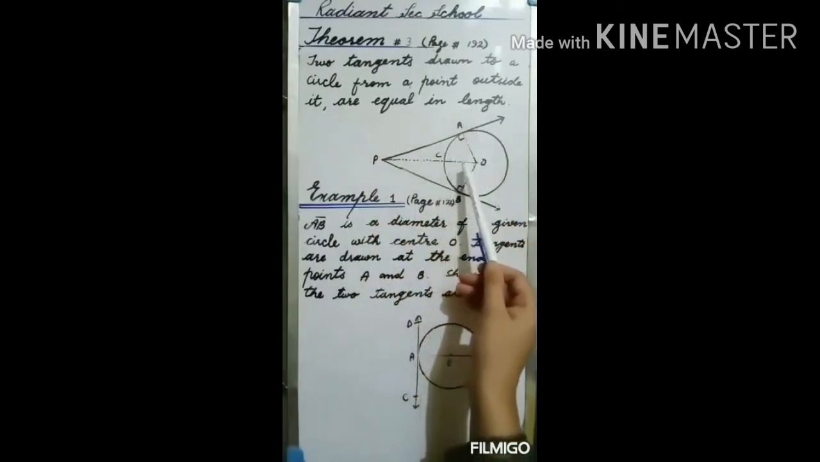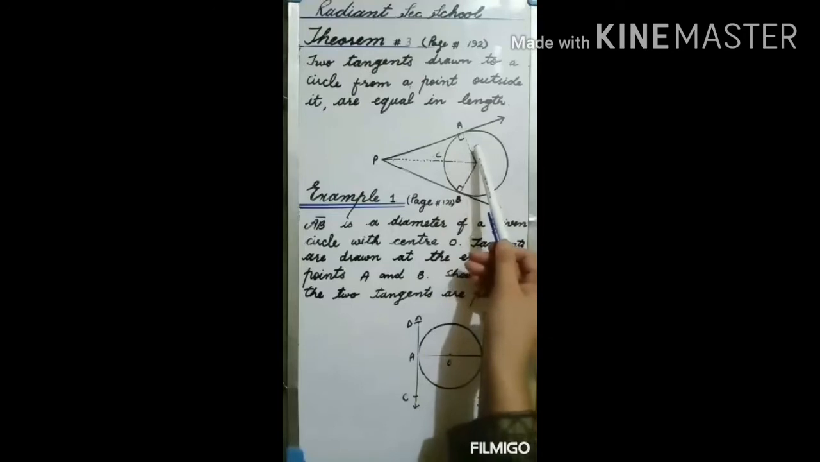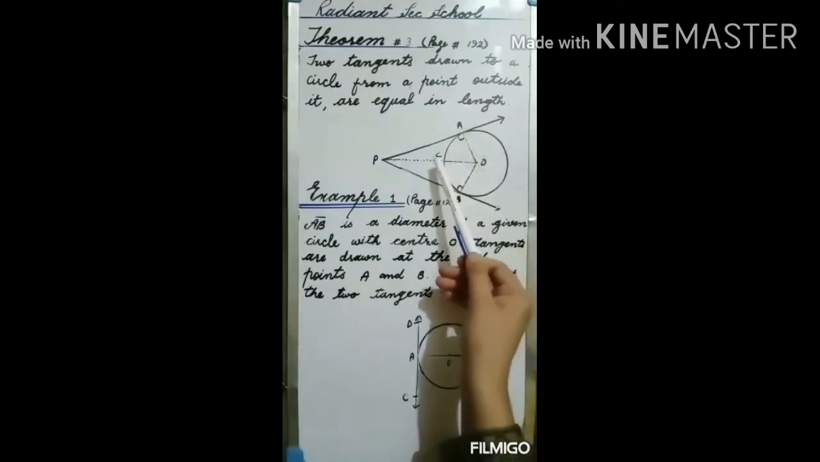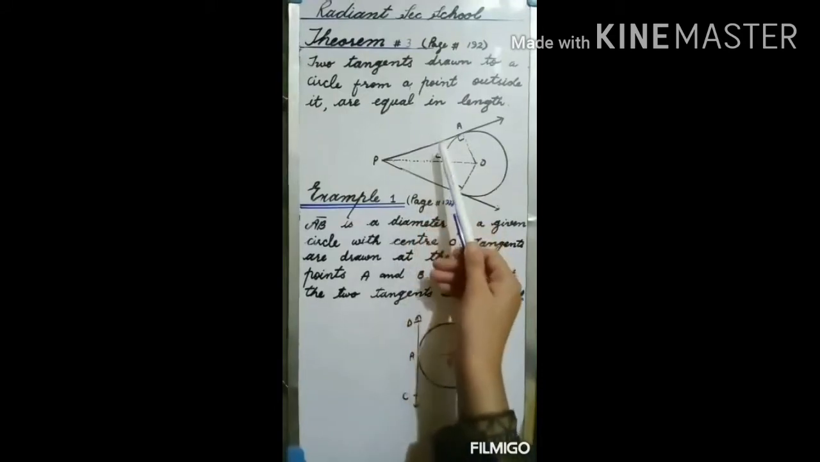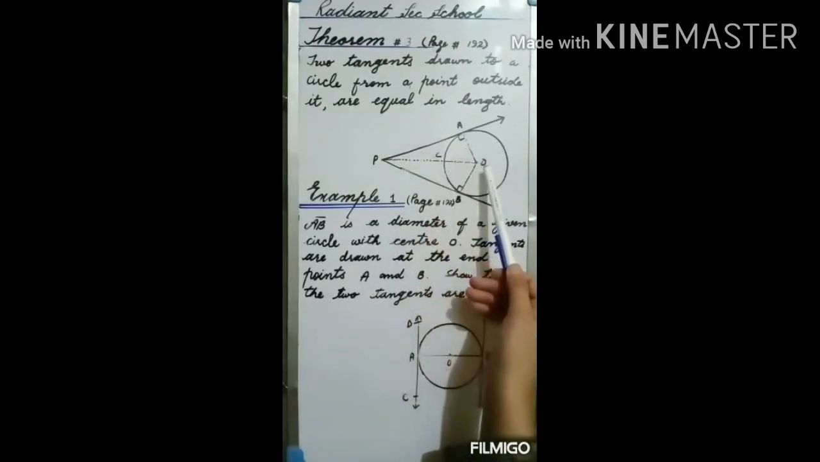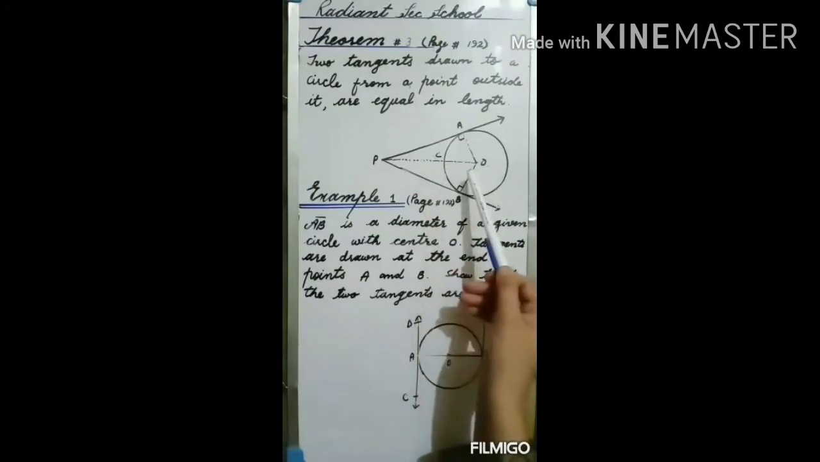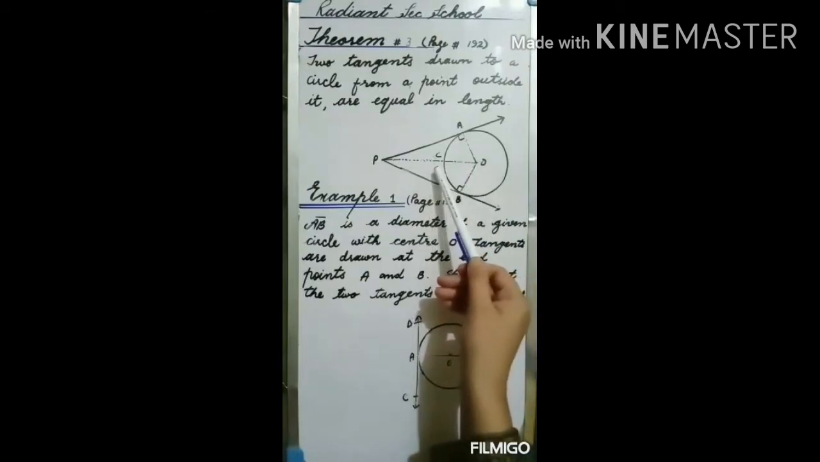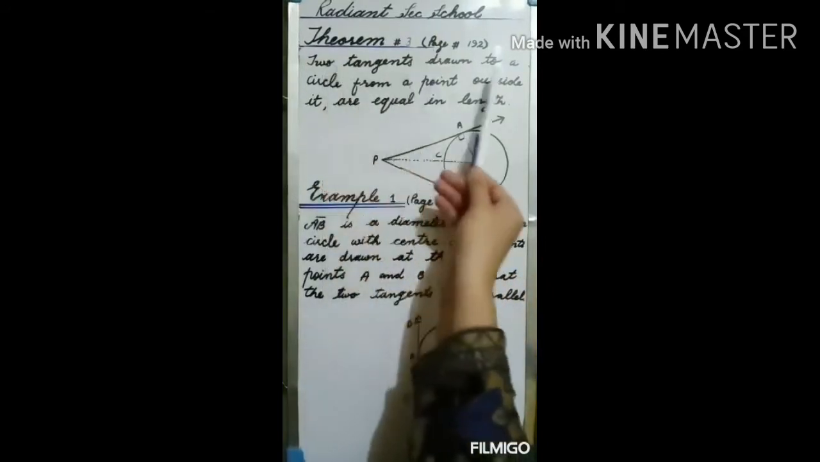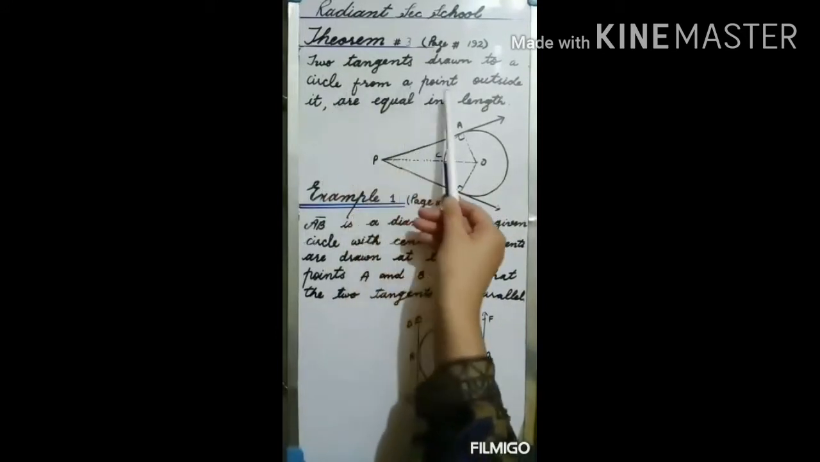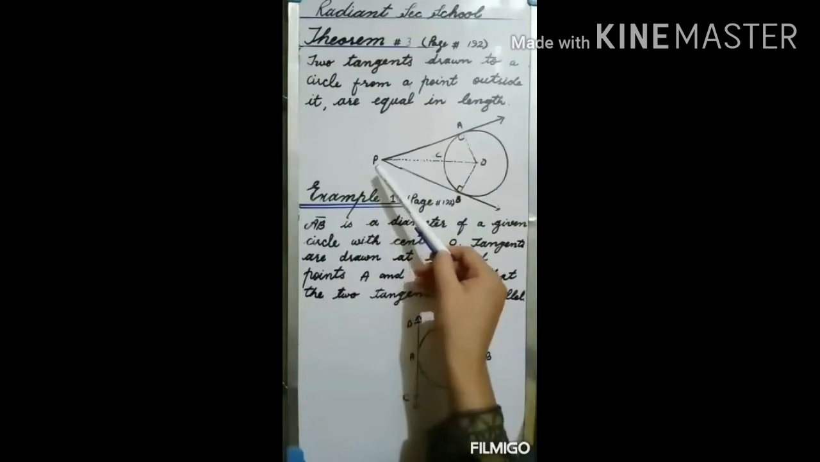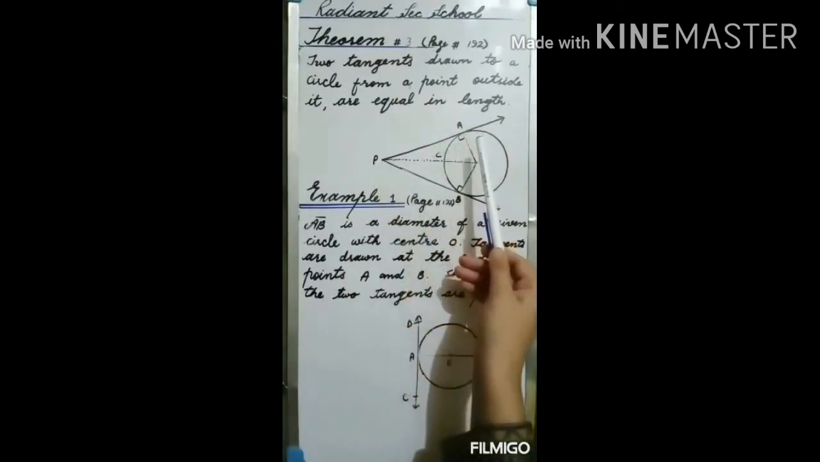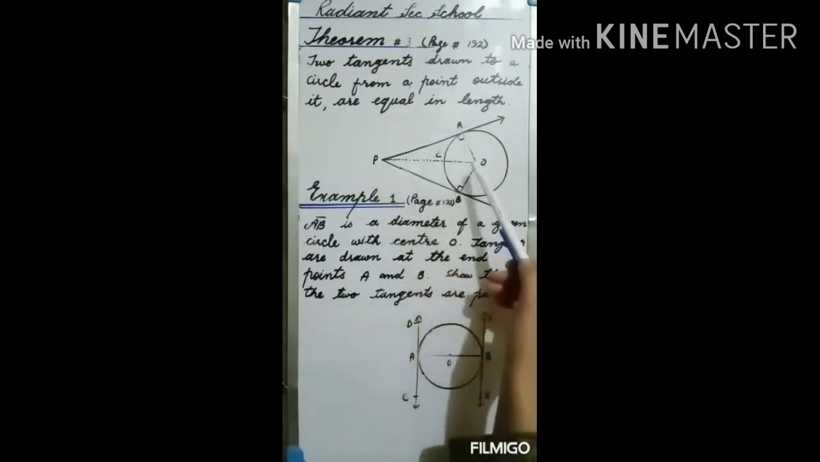Students, you don't have any concern with this construction, because we just have to read out the statement and understand it. So don't worry about what A, B, D are. This is for federal board students. Two tangents drawn to a circle from a point outside it. Here we have a point outside the circle and we have drawn two tangents. Then the lengths of these two tangents will be equal.